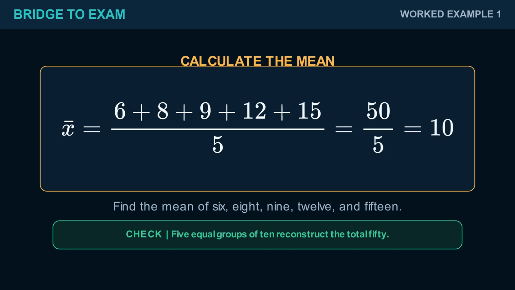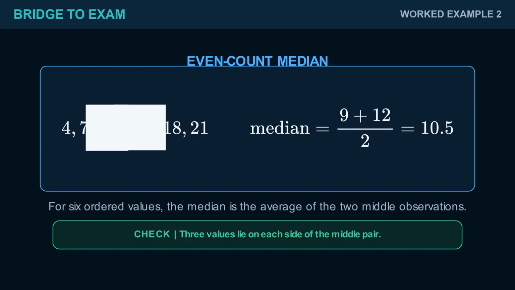Worked example 1. Find the mean of 6, 8, 9, 12, and 15. Their total is 50 across 5 values. 50 divided by 5 is a mean of 10. Check. 5 equal groups of 10 reconstruct the total 50.